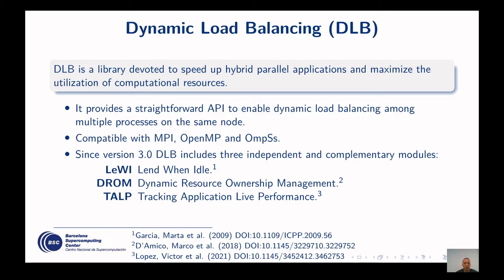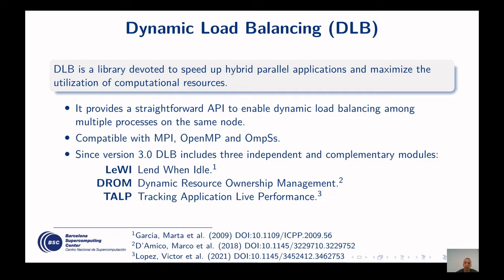DLB defines itself as a library devoted to speeding up applications and maximizing the utilization of computational resources. DLB is intended to provide load balancing inside the node by redistributing or reassigning resources to one, two, or multiple applications running in the same node. It provides a straightforward API to enable dynamic load balancing among multiple processes and is compatible with MPI, OpenMP, and OmpSs.